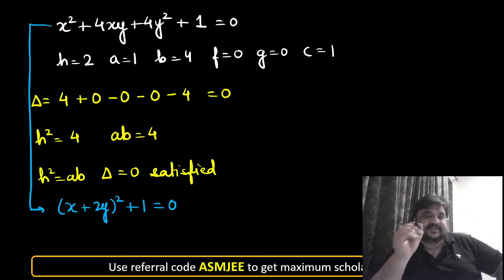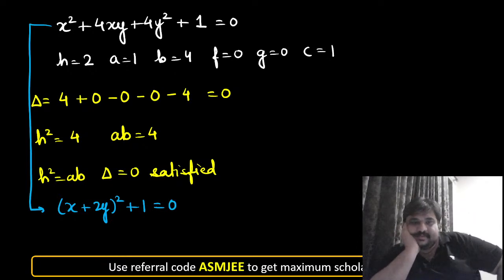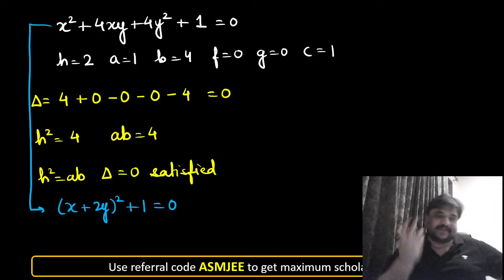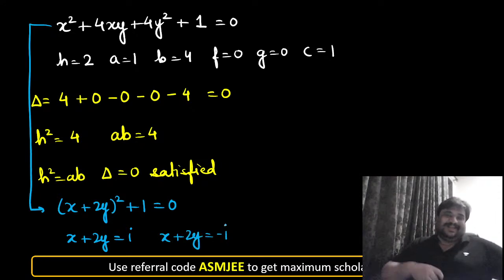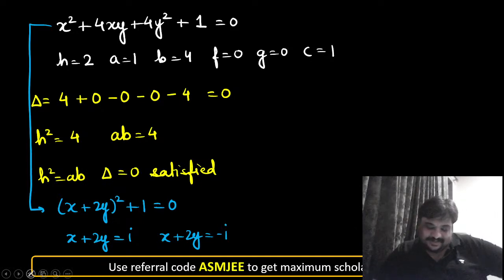No real point will satisfy this. Perfect square plus 1 equal to 0, no real point will satisfy. Now some people who might have studied pair of straight lines in the past might be stunned. They never thought of it like that. So it's non-real. The lines that it will actually draw are x plus 2y equal to iota and x plus 2y equal to minus iota. These are the lines it will draw. And you will never find these lines on the real plane, even complex plane.